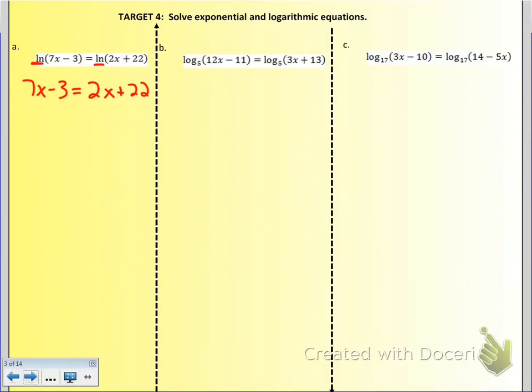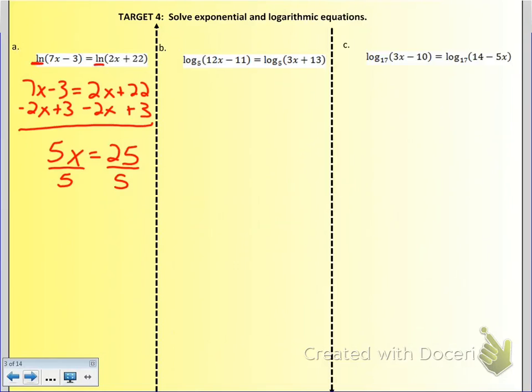And you just solve that equation. You subtract 2x from both sides, add 3 to both sides. We get 5x equals 25. Divide both sides by 5, and x equals 5. Yay! Give the next 2 a try, and then come back to check your answers.